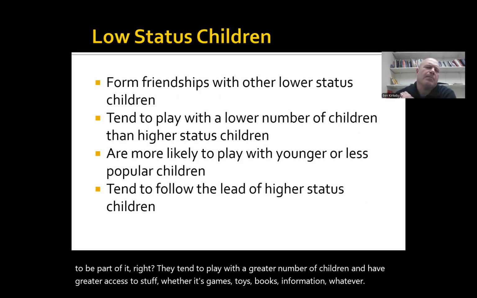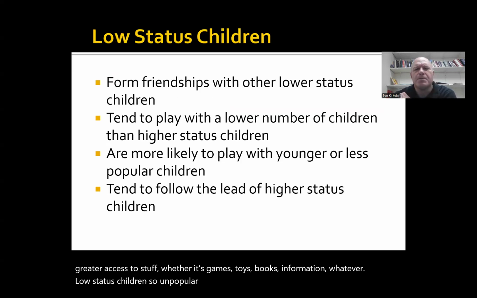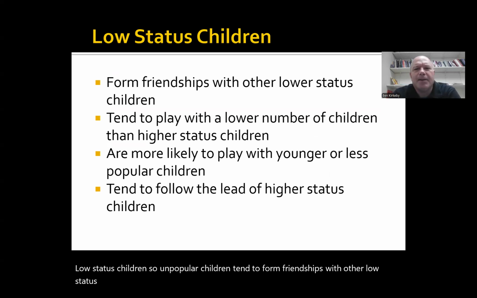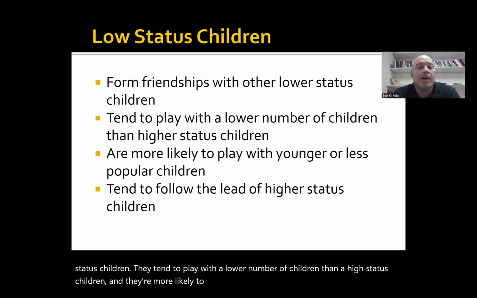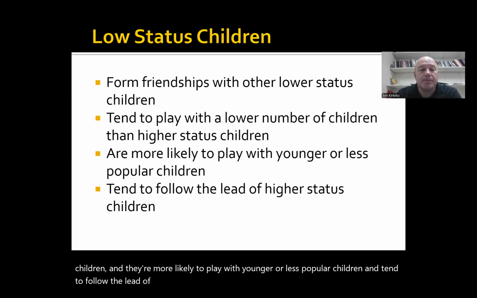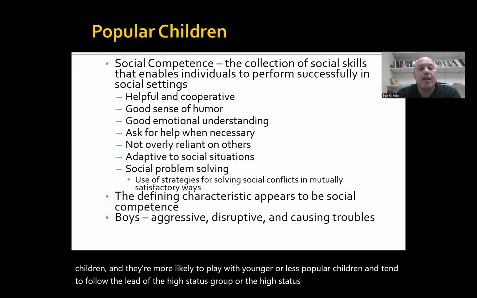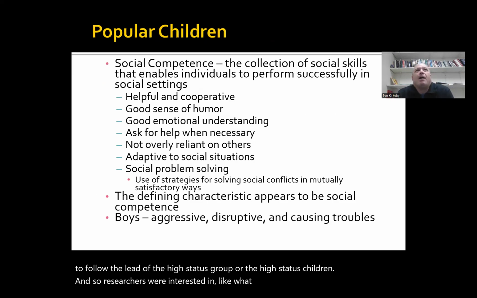Low status children, so unpopular children, tend to form friendships with other low status children. They tend to play with a lower number of children than high status children, and they're more likely to play with younger or less popular children and tend to follow the lead of the high status children. And so researchers were interested in what makes a kid popular, right?